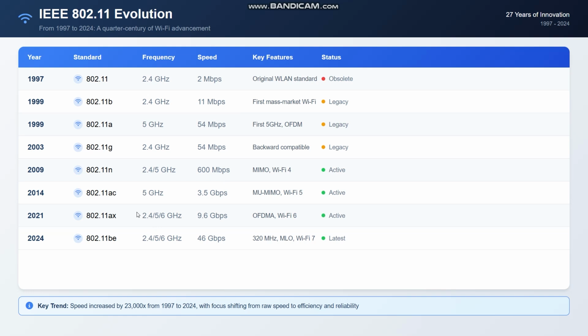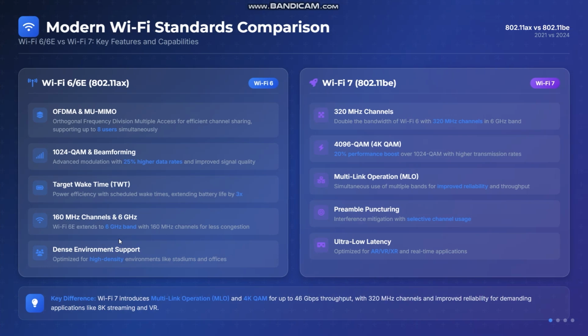Then they introduced Wi-Fi 6, that is IEEE 802.11ax. This improved efficiency, especially in crowded environments, and focused on better capacity, lower latency, and stronger performance in dense networks. The latest generation, Wi-Fi 7, further improves throughput, reliability, and low latency performance with features such as 320 megahertz channels, multi-link operations, and higher order modulations. So the main idea is that as Wi-Fi standards evolved, speed increased, bandwidth expanded, and overall network performance improved.